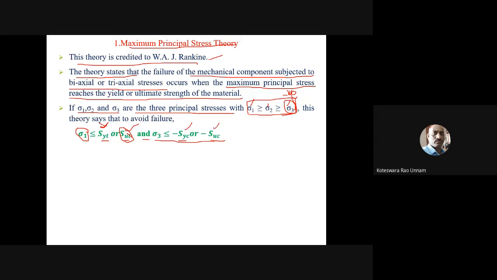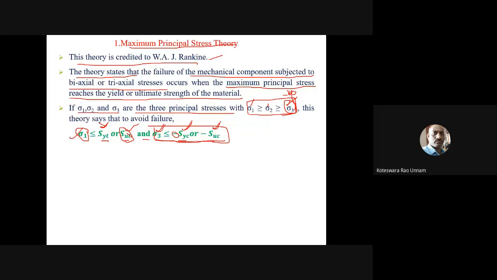So if I want to design for compressive strength, then I need to choose sigma 3 less than or equal to minus SYC or minus SUC, again depending upon the material. This is for the ductile material and this is for the brittle material. So these are the equations if I don't use a factor of safety: sigma 1 equal to SYT or SUT, or sigma 3 equal to minus SYC or minus SUC. Why am I using SYC negative? Because your sigma 3 is negative here. If it is negative, we use this equation. Otherwise, if it is positive, we use only the other equation.